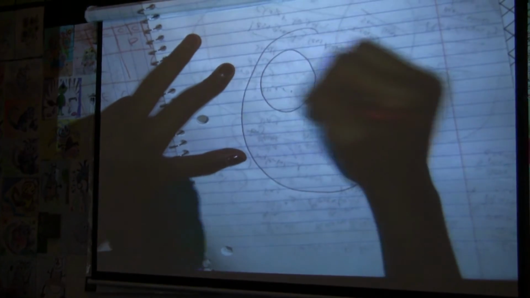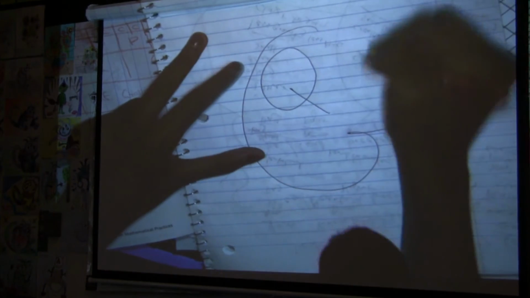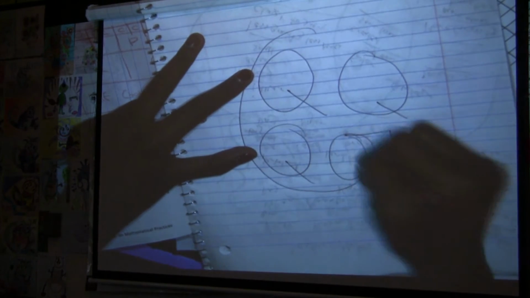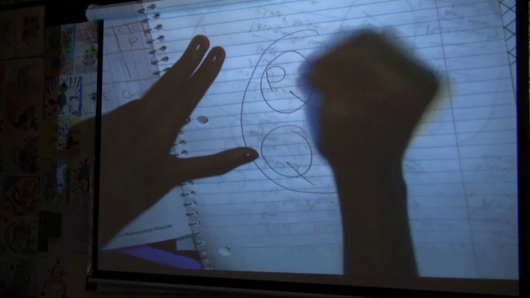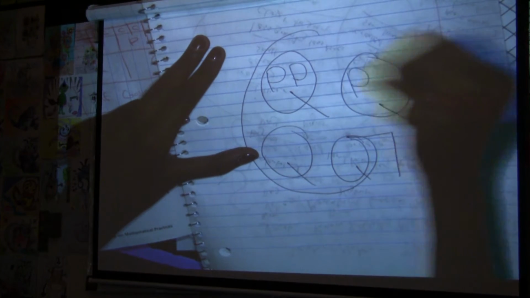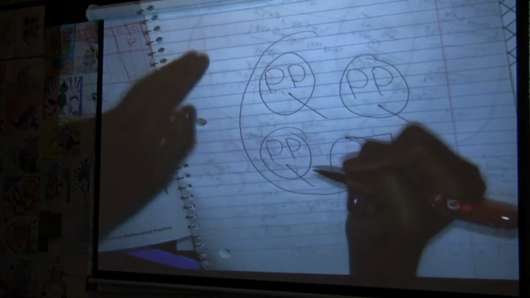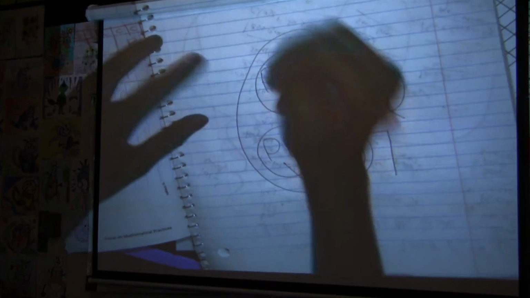Say it while you're drawing it. Okay, so there's 1 gallon, 4 quarts in a gallon. There's 2 pints in every quart. And then there's 2 cups in every pint.